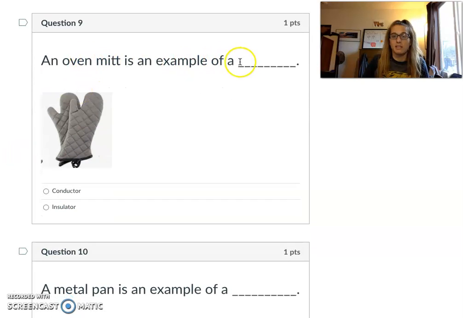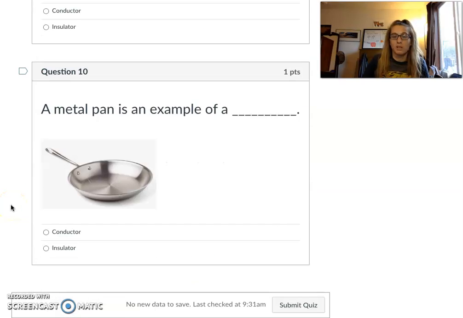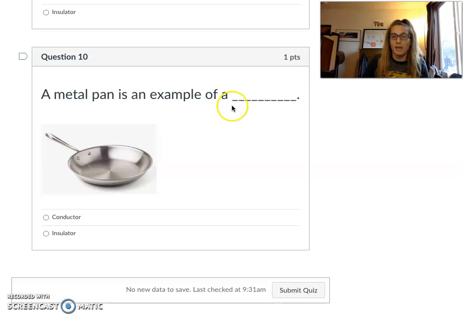An oven mitt is an example of, is that a conductor or an insulator? Press pause and choose your answer, and play to do it again. And our last question, a metal pan is an example of a conductor or an insulator. Press pause and find the answer in your resources, and press play.